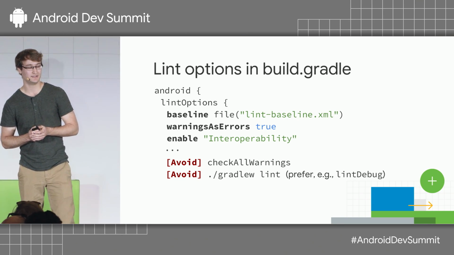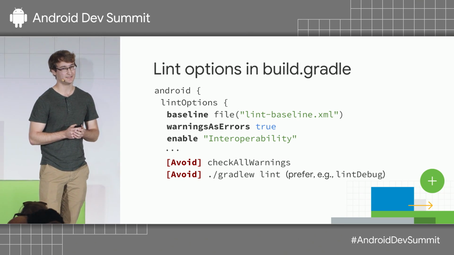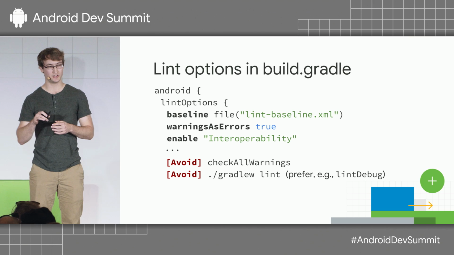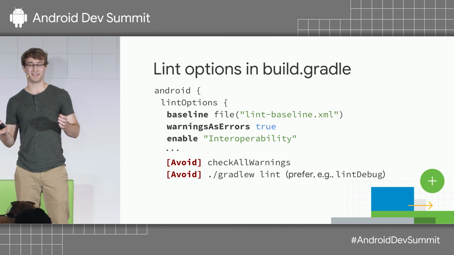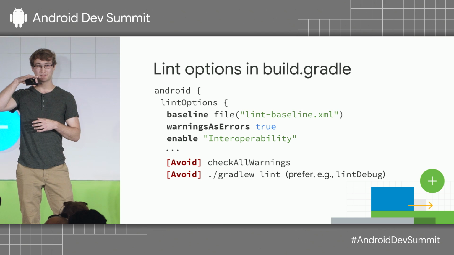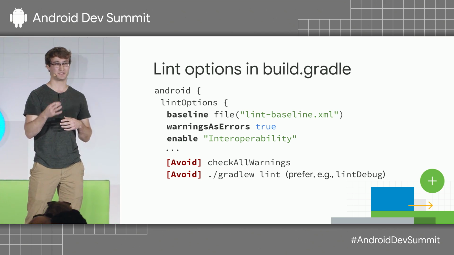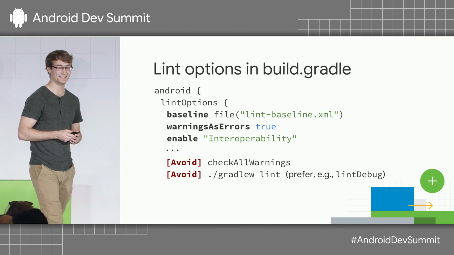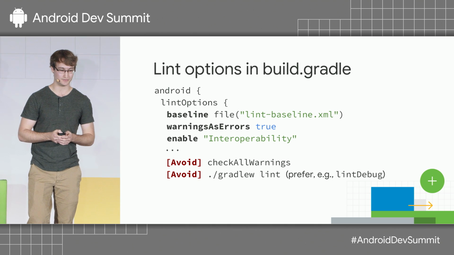Also try to avoid the Gradle lint task. It's actually a parent task of multiple subtasks, one of which is lintDebug or lintRelease. The parent lint task will actually run lint multiple times on a project, once for each build variant. And so that's just a really simple gotcha that you should try to avoid.